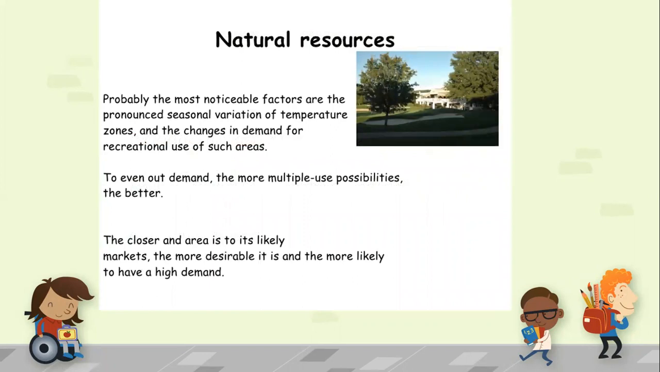Probably the most noticeable factor are the pronounced seasonal variation of temperature zones and the changes in demand for recreational use of such areas. To even out demand, the more multiple use possibilities, the better. The closer in the area is its likely market, the more desirable it is and the more likely to have a high demand.